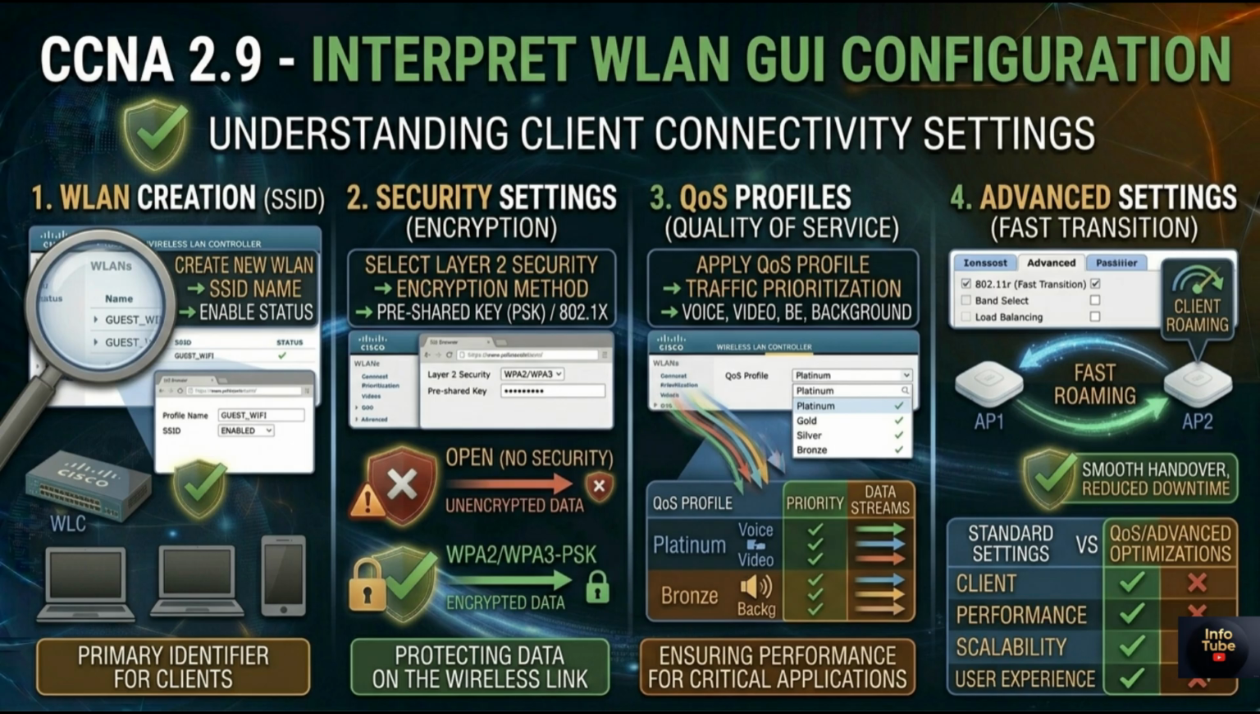QoS profiles. Quality of service. This ensures that a voice call or a video meeting gets priority over someone just browsing the web. Advanced settings. This covers things like fast transition, which helps your phone stay connected as you walk from one end of the building to the other.